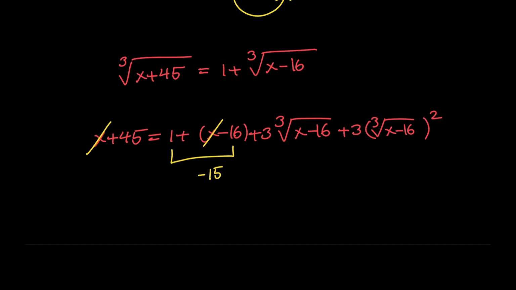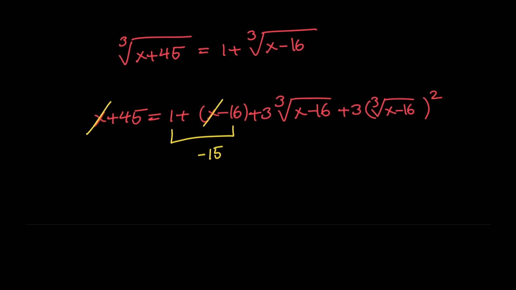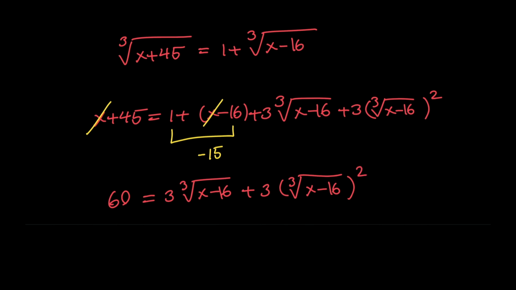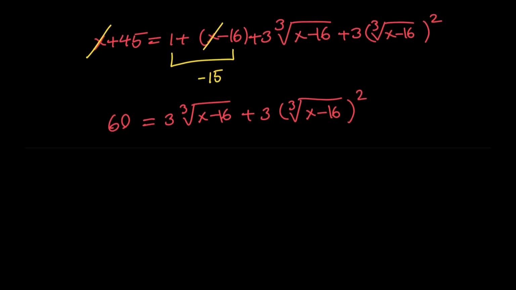Then, if we add 15 to both sides, we will have 60 equals 3 times the cube root of x minus 16 plus 3 times the cube root of x minus 16 all squared. Then we can divide everything by 3 to get 20 equals the cube root of x minus 16 plus the cube root of x minus 16 squared.